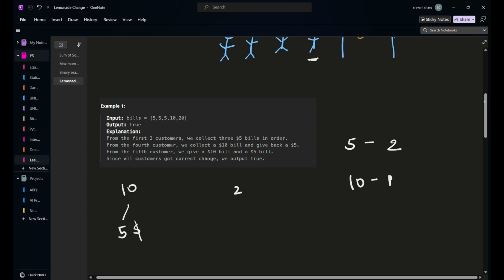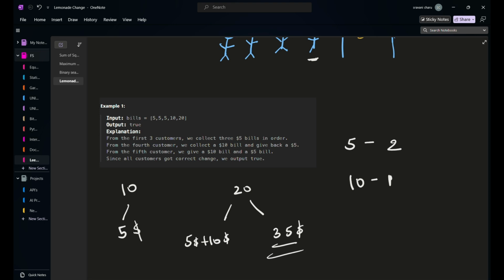Next comes 20. So here, if he pays 20, we have to return 15. So 15 can be given in two ways. First one as one $5 bill plus one $10 bill. Otherwise, three $5 bills.